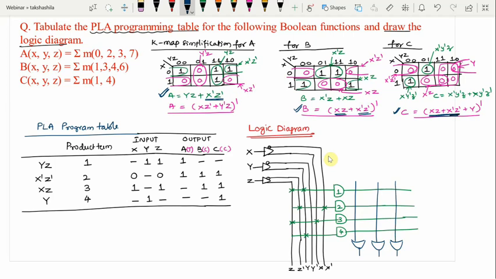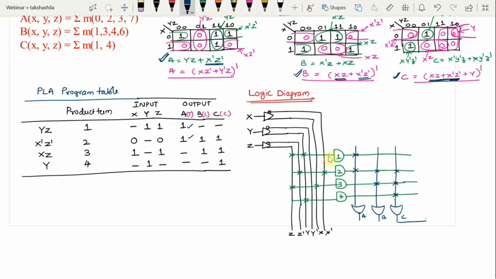Now, this is the A function, this is the B function, this is the C function. For A, in the program table you look at, A is 1 and 2, so 1 and 2 are crossed. For B, 2 and 3 are connected. For C, 2, 3, 4 are connected. Now we got A, B, C. Here we have to have the invert/non-invert form. To have that, each of these goes to an XOR gate. This is one XOR gate. For B, we require one XOR gate. For A, we require one XOR gate. This is the A output, B output, C output.